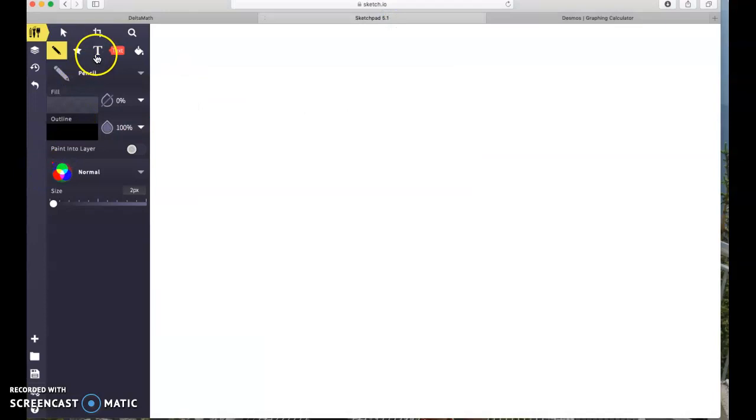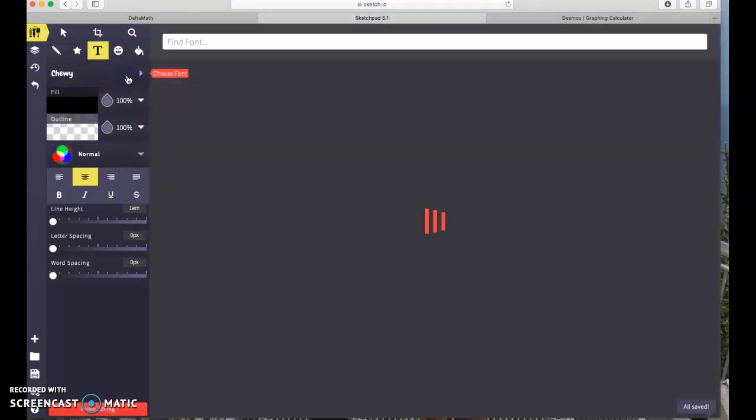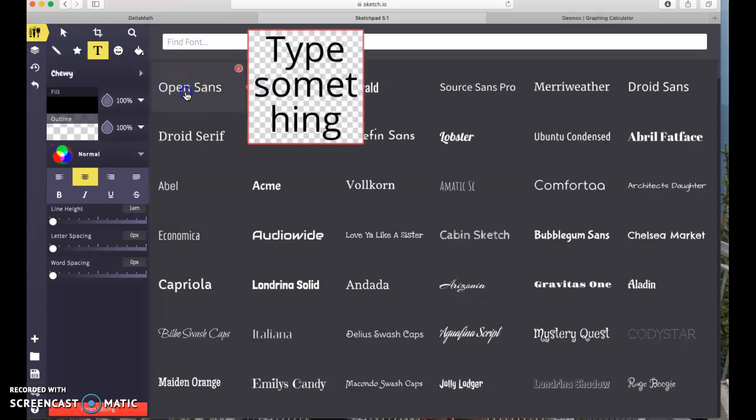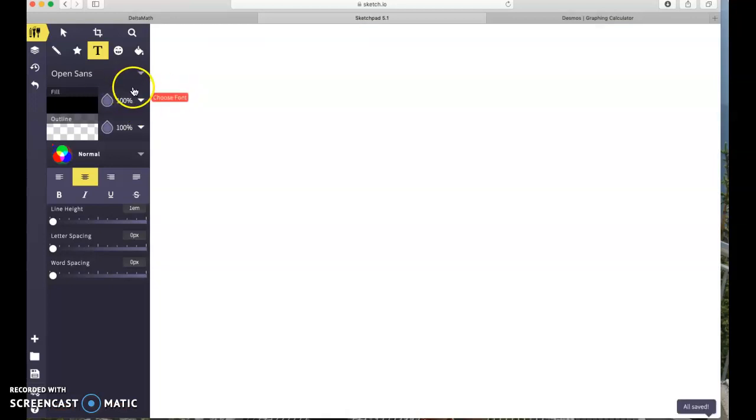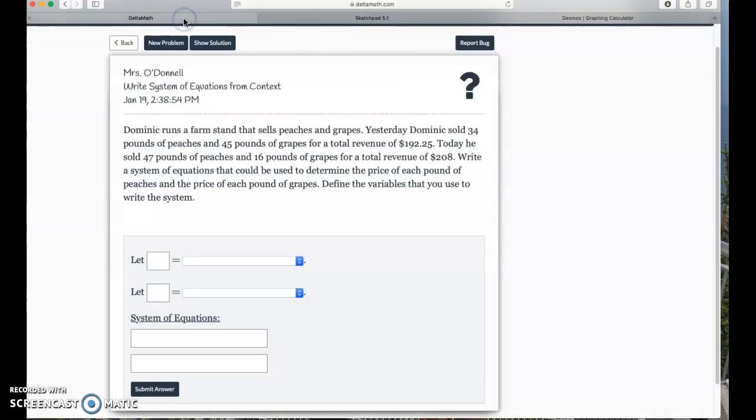So I'm going to try and retype the equation, but not using Chewy, because that's literally the worst font. My gosh, what is up with this font? Do they not just have a regular font? I guess we'll try Open Sans. See if we can make it smaller. All right.